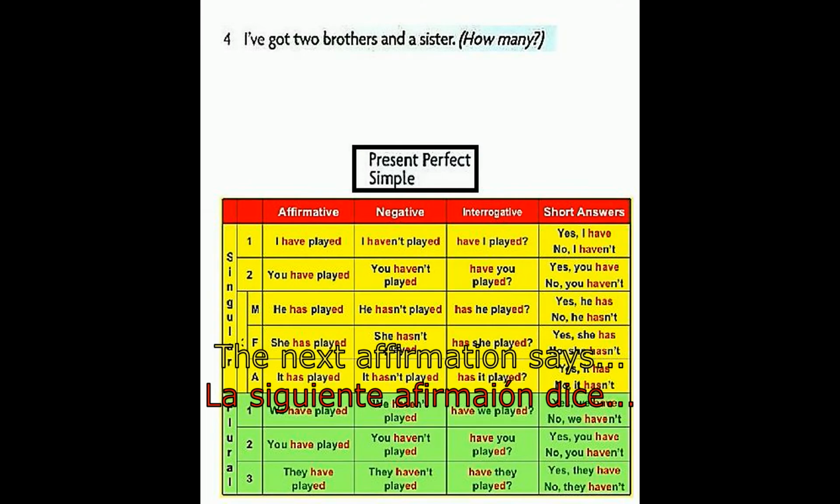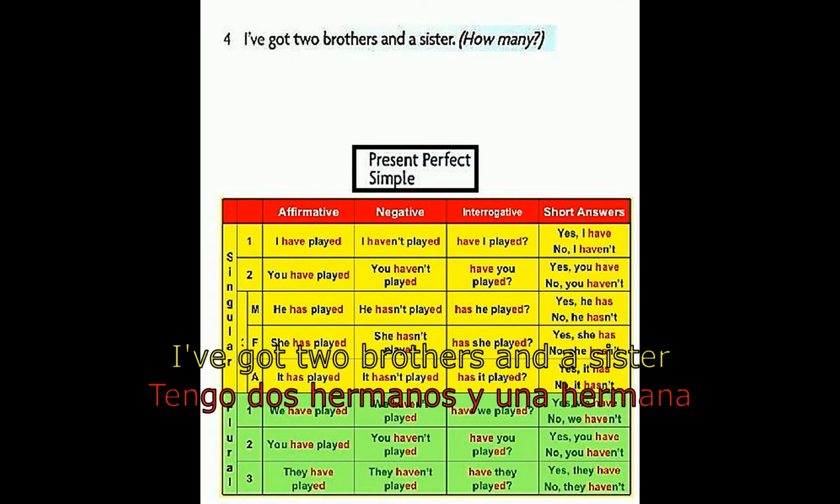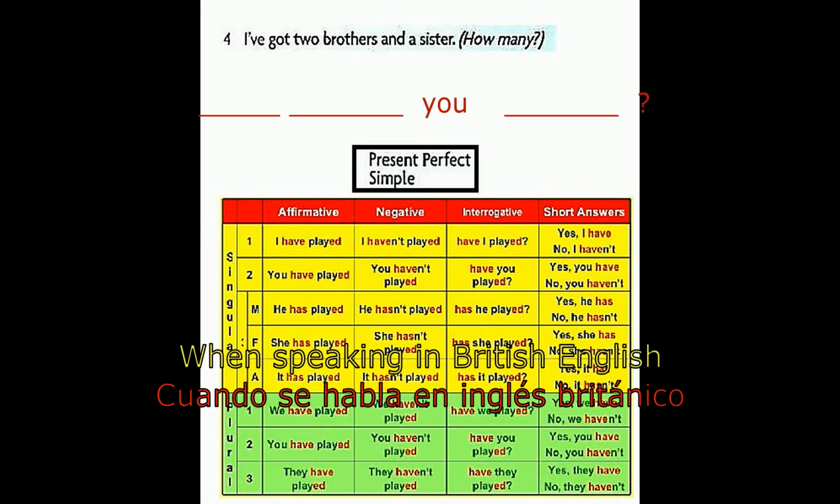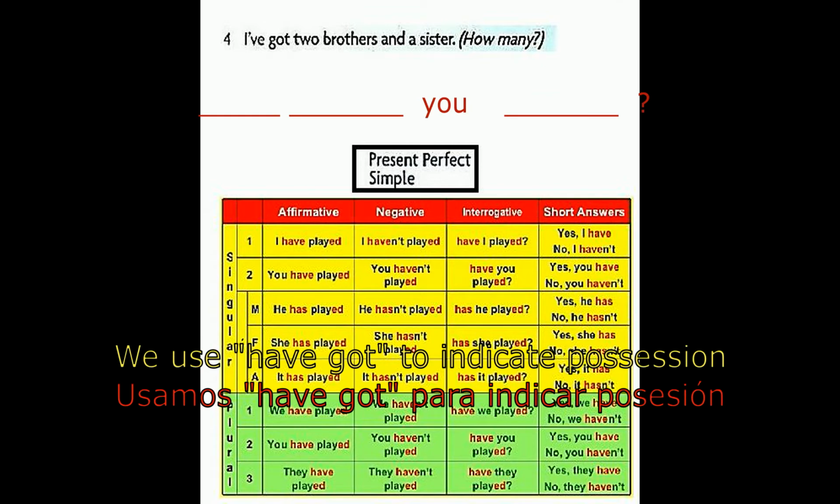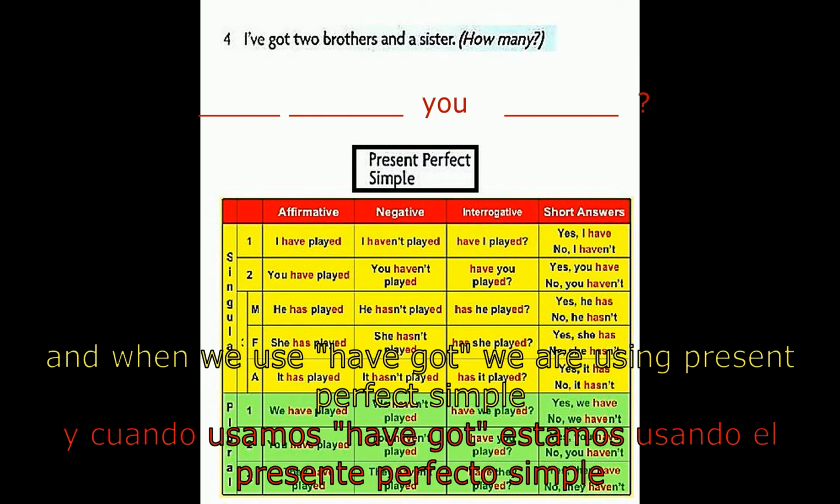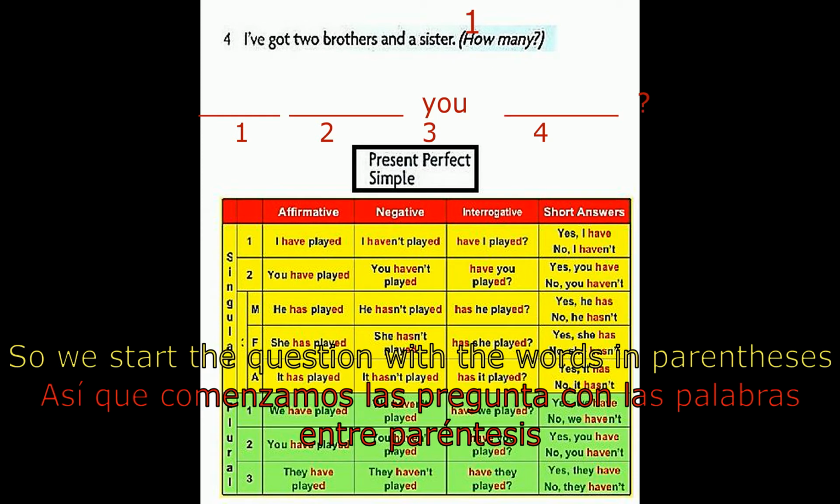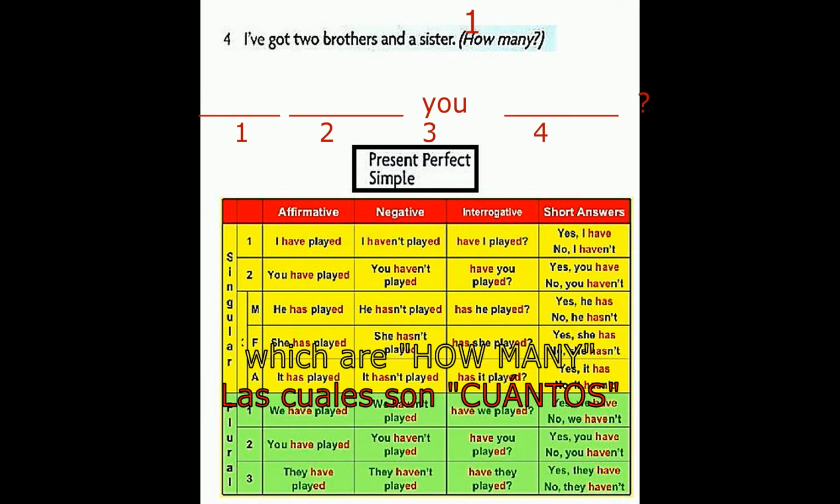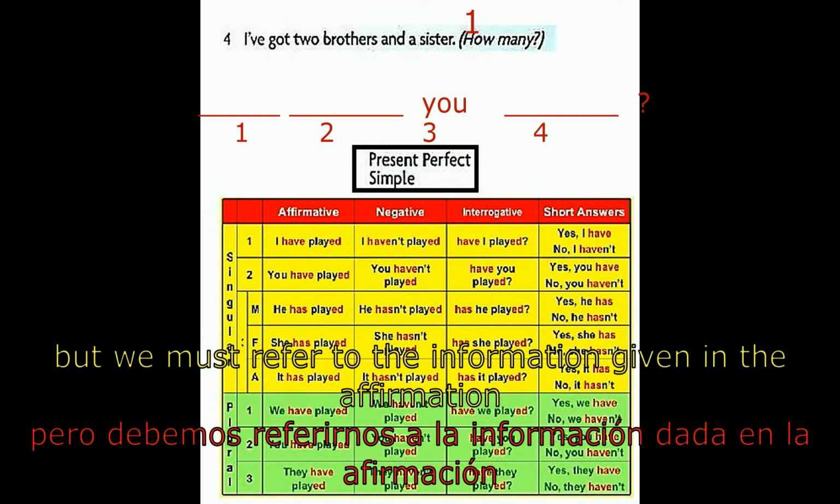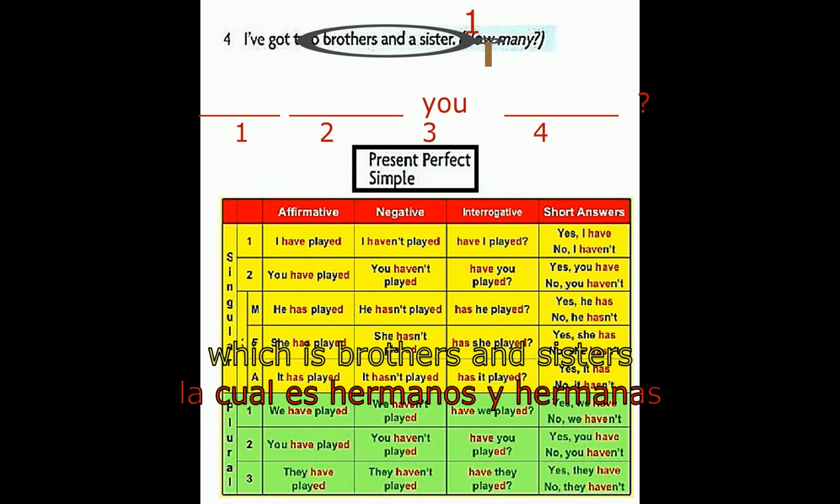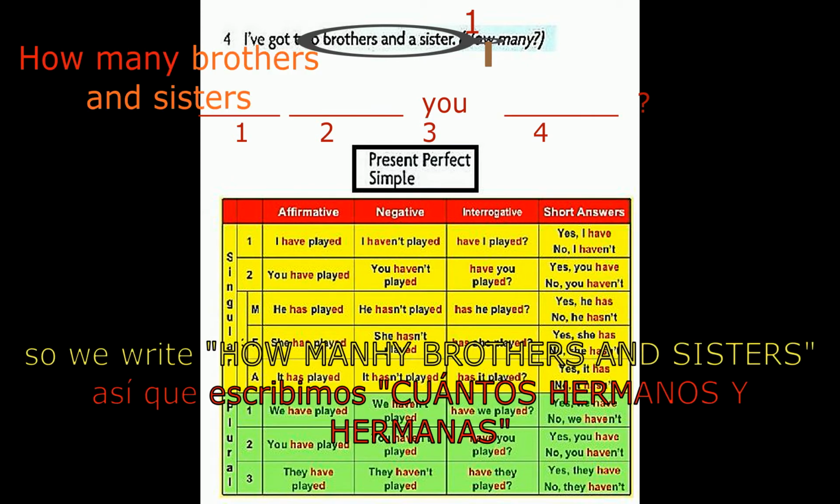The next affirmation says, I've got 2 brothers and a sister. When speaking in British English, we use have got to indicate possession, and when we use have got, we are using present perfect simple. In this case, the affirmation talks about brothers and a sister. So we start the question with the words in parentheses, which are how many, but we must refer to the information given in the affirmation, which is brothers and sisters. So we write how many brothers and sisters.